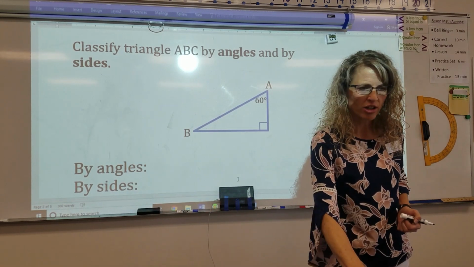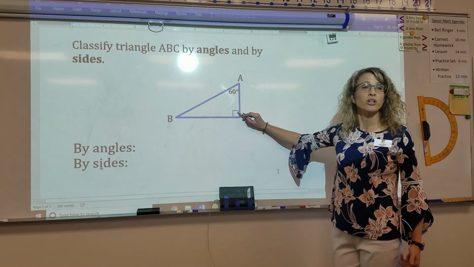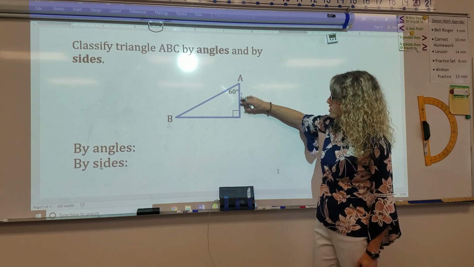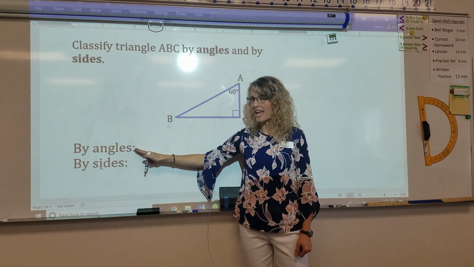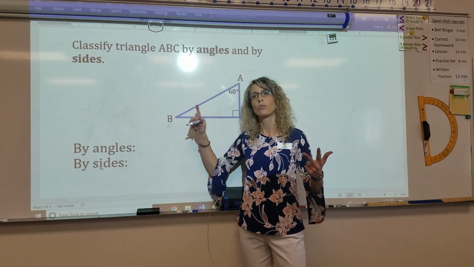Let's classify a triangle ABC by angle and by side. What do we know about it? We know this is a 90 degree angle. We know this is a 60 degree angle. Visually I can see this side is short, medium, long. So if I were talking angles, your choices are acute, obtuse, right. What is this one?